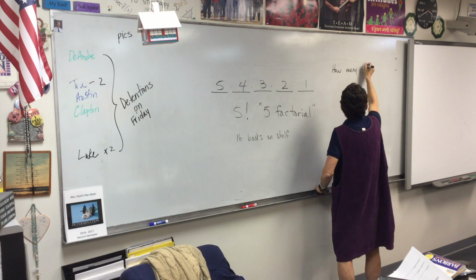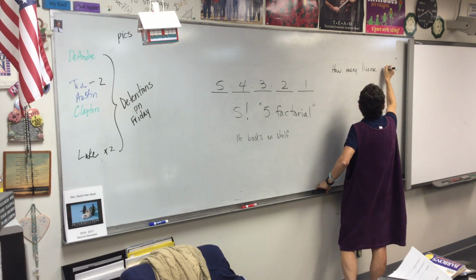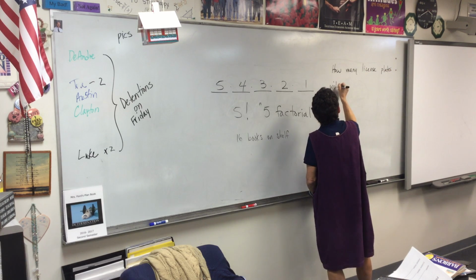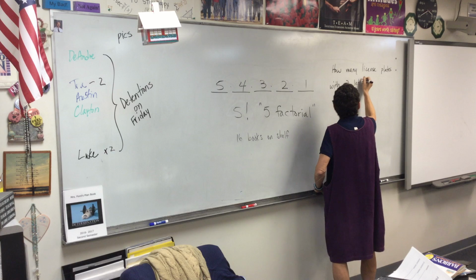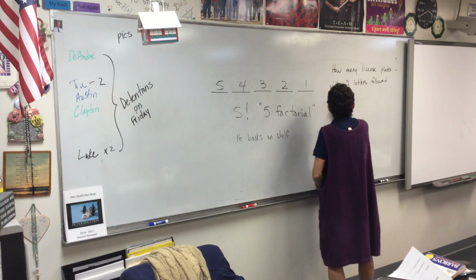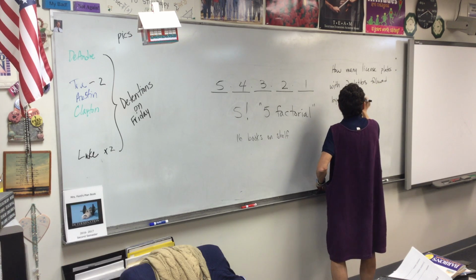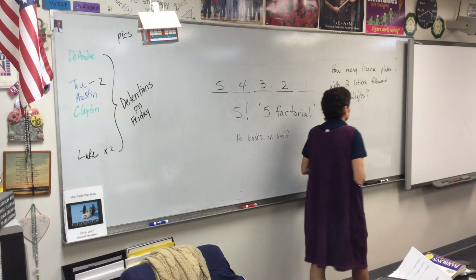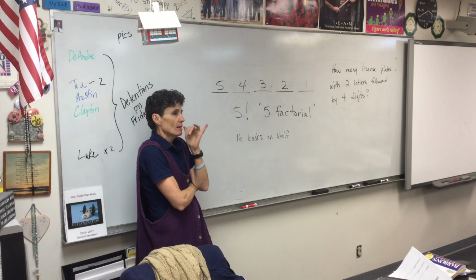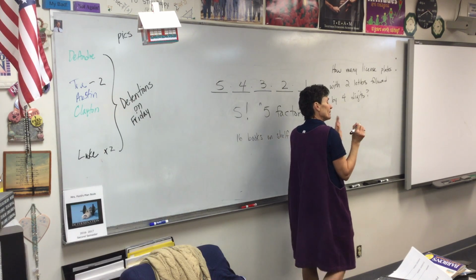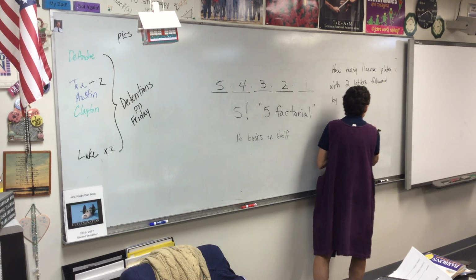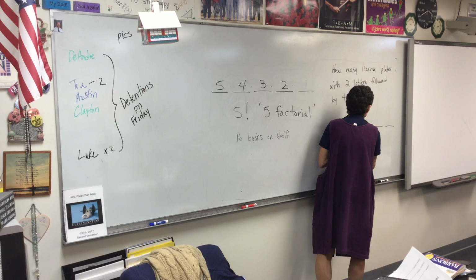How many license plates can be made with 2 letters followed by 4 digits? Alright, so let's think about this for a second. We're going to have 2 letters followed by 4 digits, so a number.